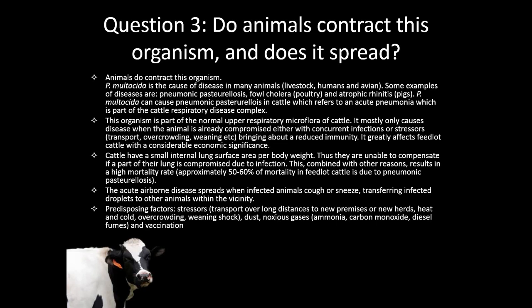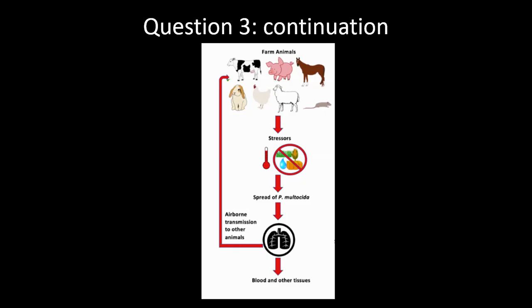It greatly affects cattle because they have a small internal lung surface area per body weight. Thus, they are unable to compensate if a part of their lung is compromised due to infection. How does this pathogen spread? It is an acute airborne disease that spreads when infected animals cough or sneeze, transferring infected droplets to other animals within the vicinity. Again, the spread can be enhanced by certain predisposing factors like stresses, dust, and vaccinations. This diagram just illustrates the infection cycle as discussed in the previous slide.